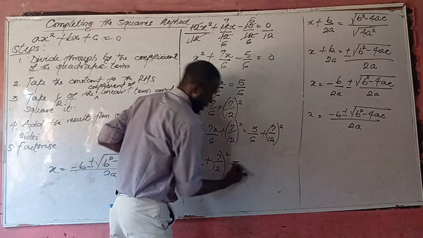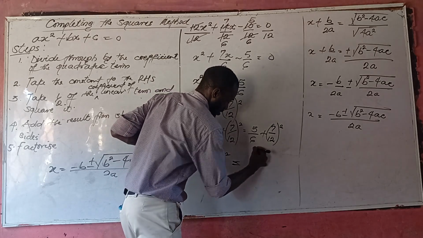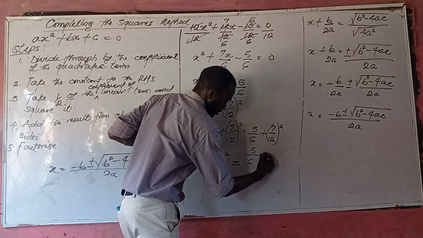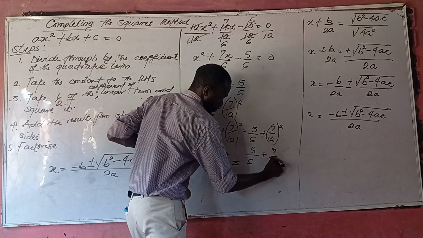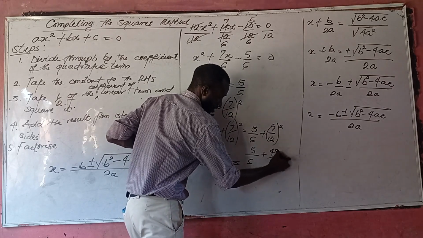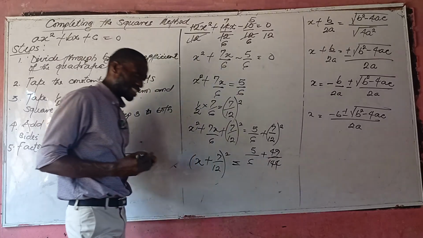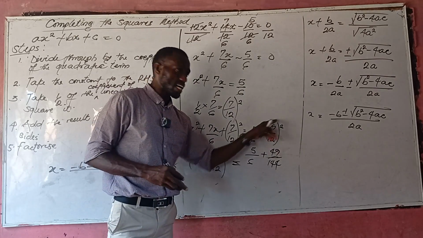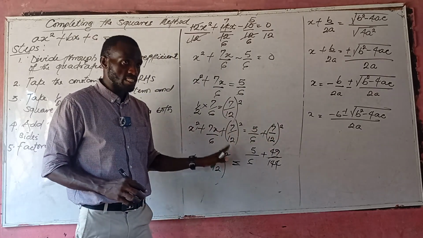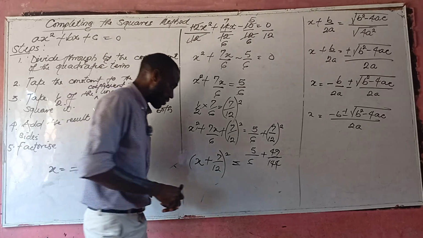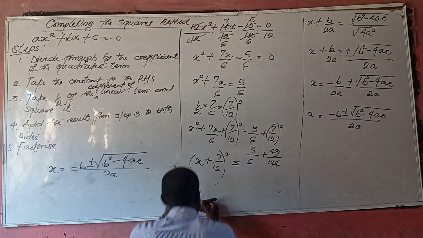All right, so here we have, let's express this in full. It becomes 5 over 6 plus 7 squared, 49 over 144. Notice that it is only this side I'm solving. For this side, I leave it the way it is. Make sense? Alright. From here, I'll repeat this.